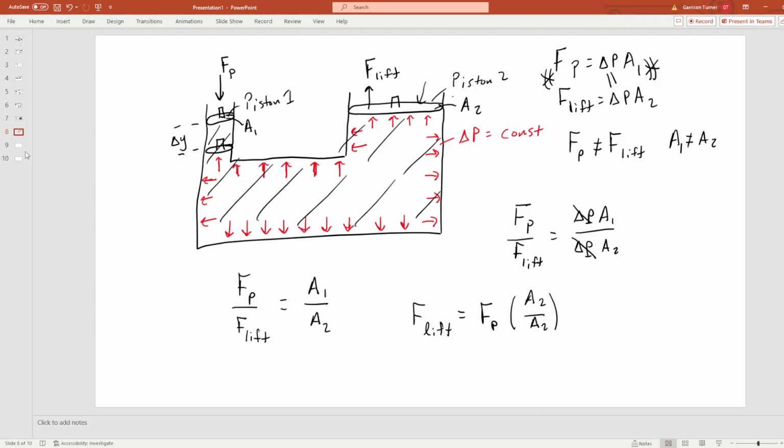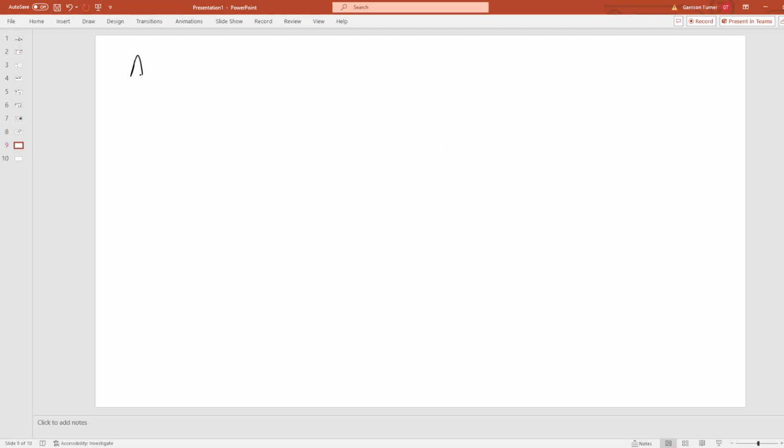For example, let's suppose that area 1 has an area of 0.1 meters squared. And area 2, let's be extreme, let's let it have 2 square meters. And let's let F1 be a downward force of 50 newtons.